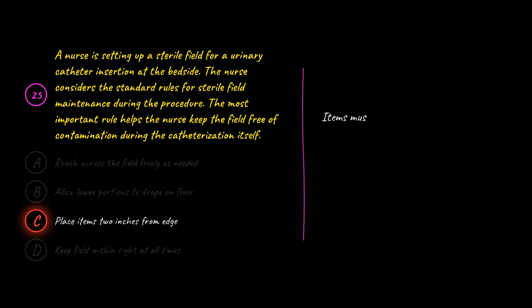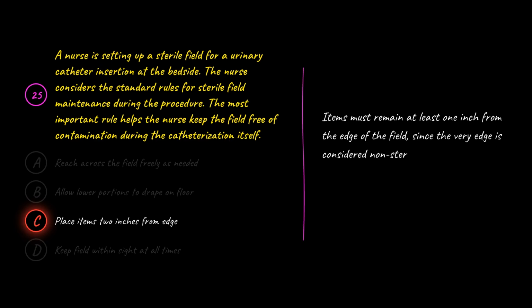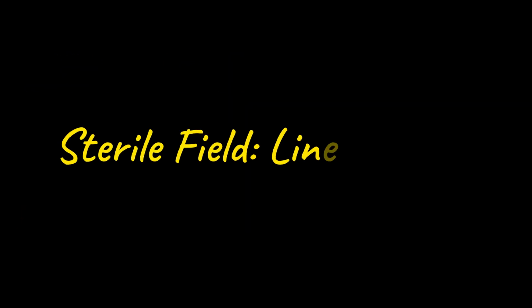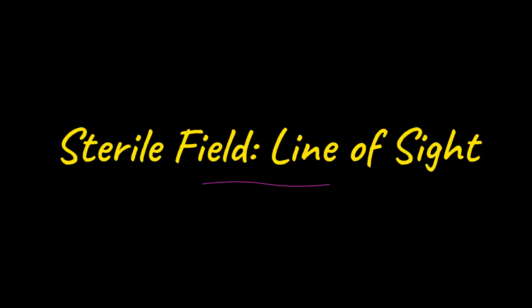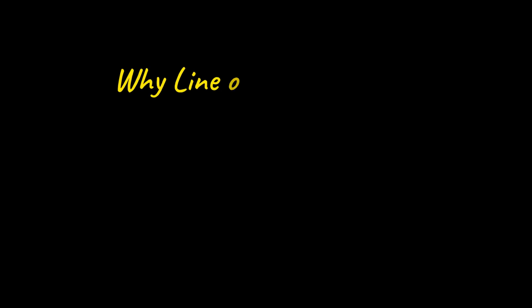C is wrong because items must remain at least 1 inch from the edge of the field, since the very edge is considered non-sterile. 2 inches is even safer, but placement specifically must avoid the edge in either case. Once a sterile field is set up, one rule overrides all others. The field must stay within the nurse's line of sight at all times. This isn't just a procedural detail, it's the foundation the entire concept rests on.